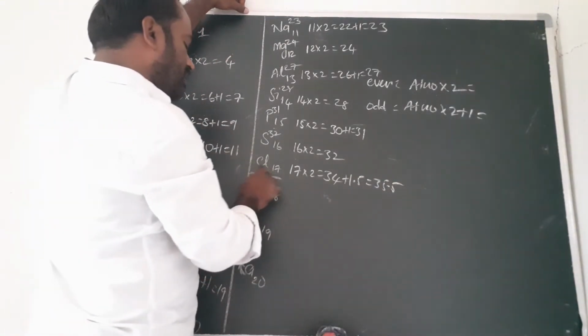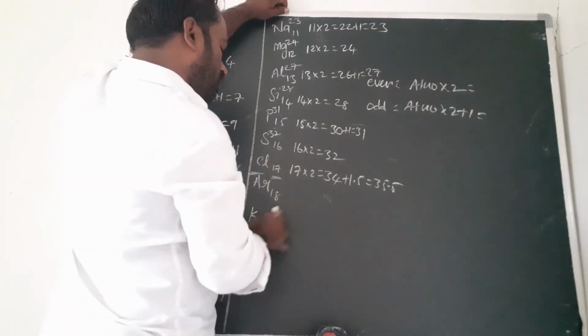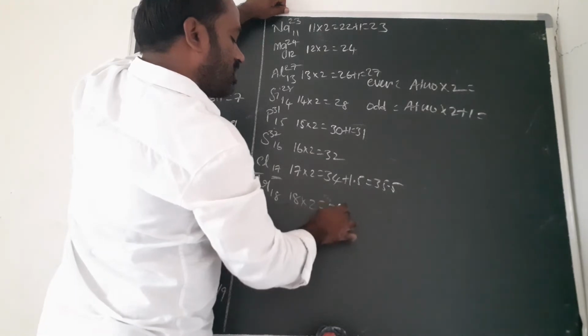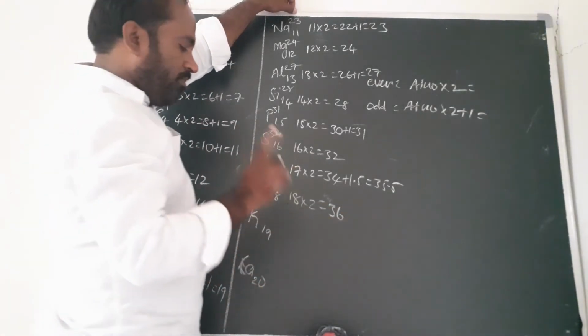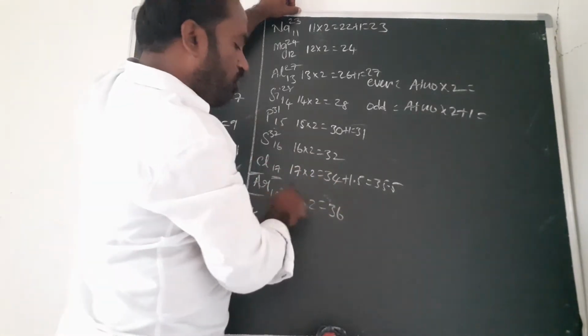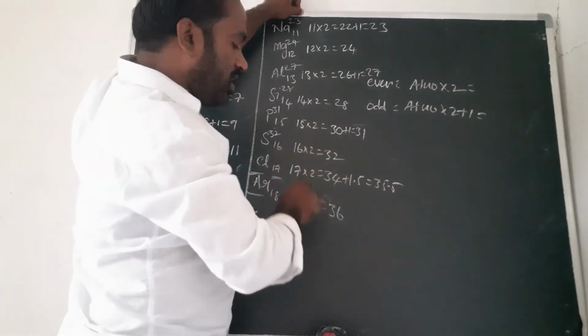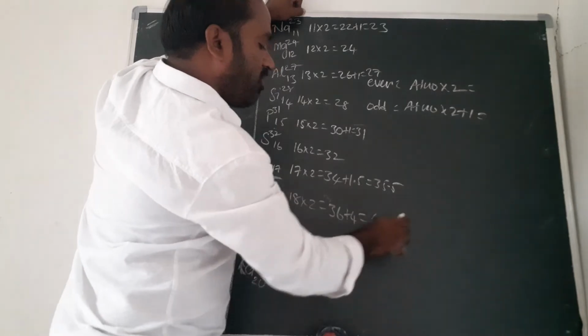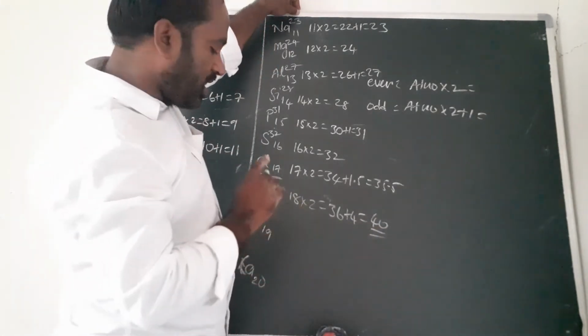Here argon is also a little exception. This argon atomic number is 18. 18 2s are 36. But only for argon we have to add 4. Only for argon here we have to add 4. 36 plus 4, that is 40. Mass number of argon is 40.